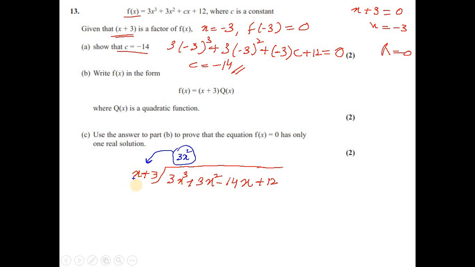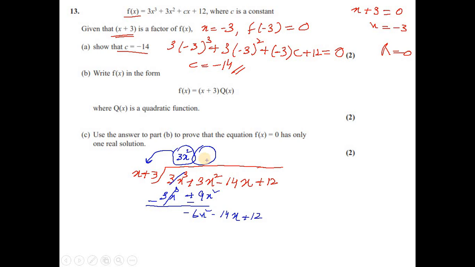So 3x squared times x is 3x cubed, and then 3x squared times 3 is plus 9x squared. This is a division, so you need to subtract, and the first term should be cancelled every time. 3x squared minus 9x squared is minus 6x squared, and then you write the rest of the terms underneath, so minus 14x plus 12. And then you do the same thing: you need to think of some term that you can multiply with the first one, and you can get minus 6x squared.